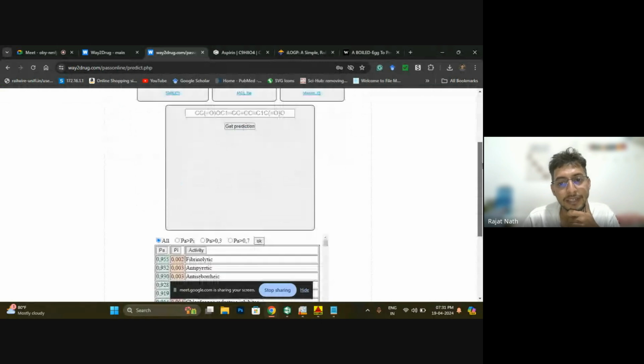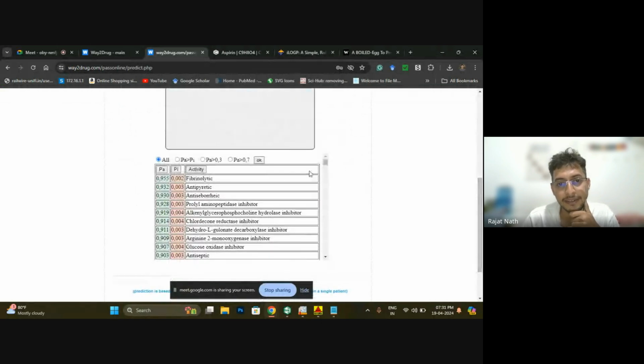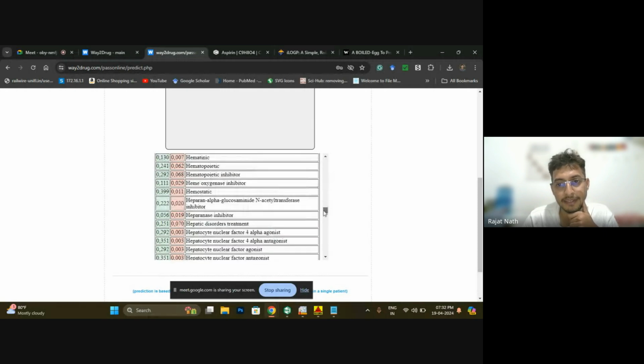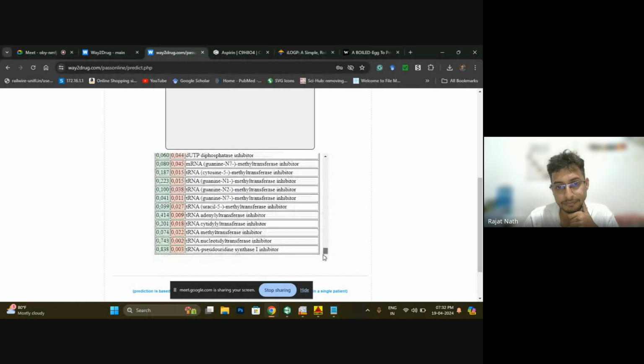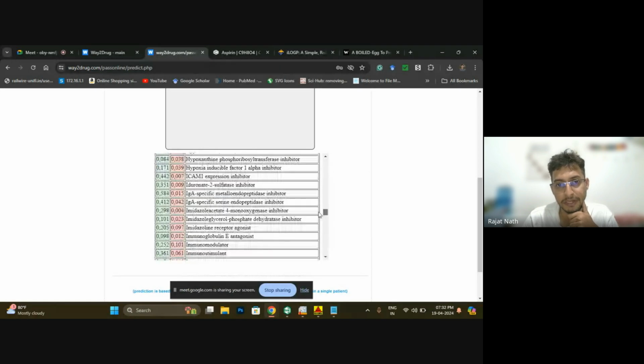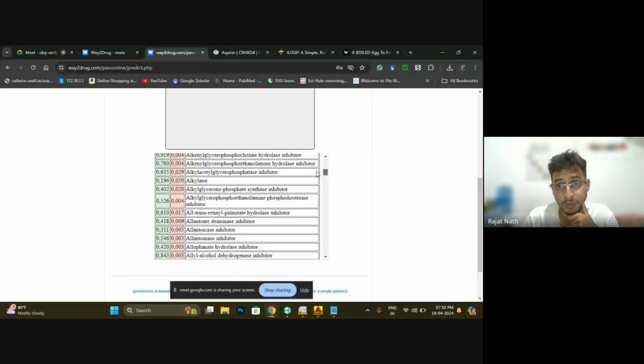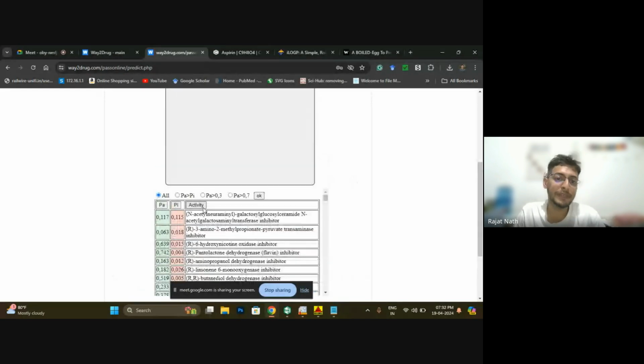Now you can see there are two values. One is PA and another is PI. And the third one is activity. And if you scroll down, there are so many results. You can see there are so many results. So what is PA and what is PI?